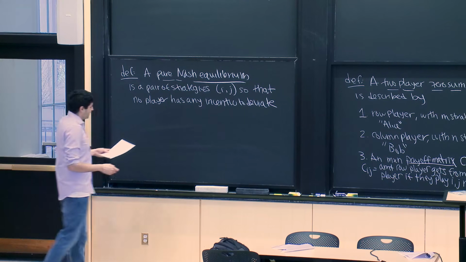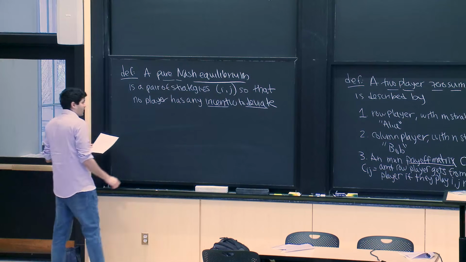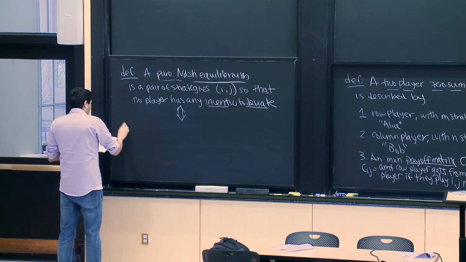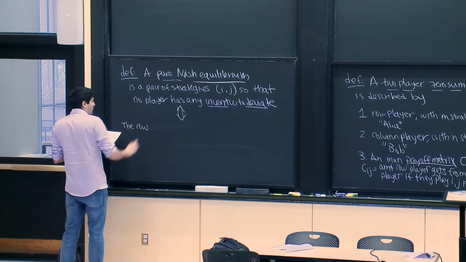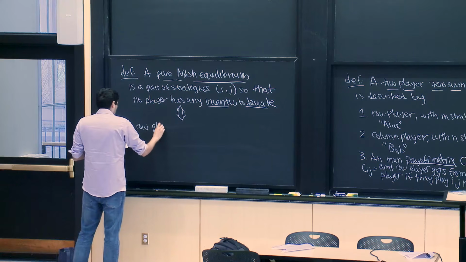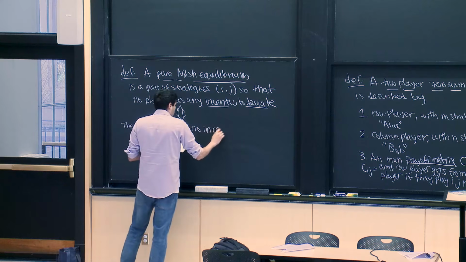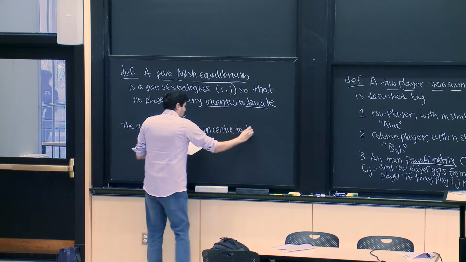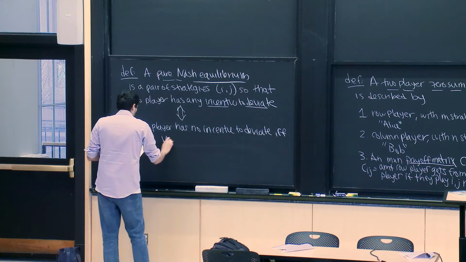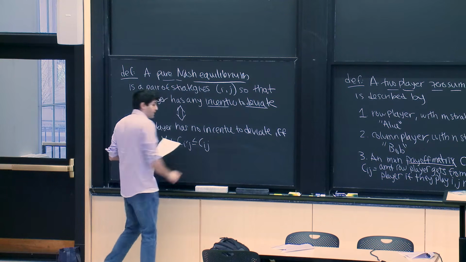So what do I mean by incentive to deviate? Let me turn this into a set of linear inequalities. That way we can think about it in a more mathematically precise way. What I claim is that the row player, if he's playing strategy i, and the column player is playing strategy j, has no incentive to deviate if and only if, for all i prime, C_i'j is at most C_ij.